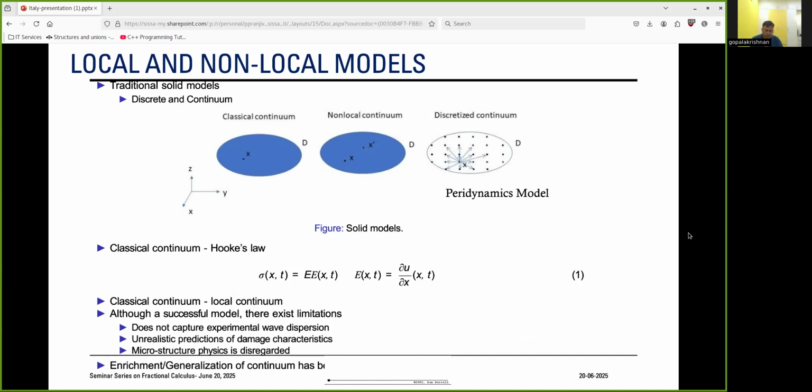And the problem here is, when you are doing analysis at the atomistic level, the continuum model which we normally use, where we use Hooke's law, basically stress is equal to some modulus times strain, is not very convenient at the atomistic level, because it doesn't capture the wave dispersion at that level, and you have unrealistic predictions of damage, and the microstructure of the solid is not taken into account. So we need to go to the non-local models. Next slide, please.